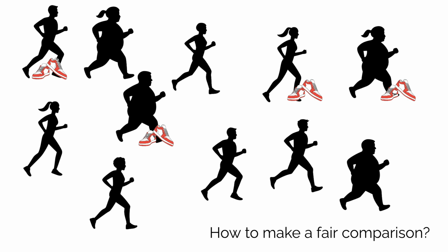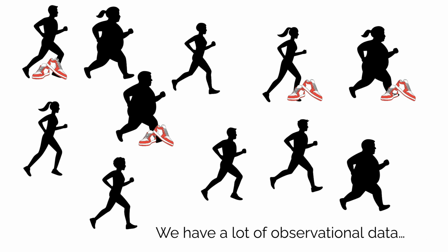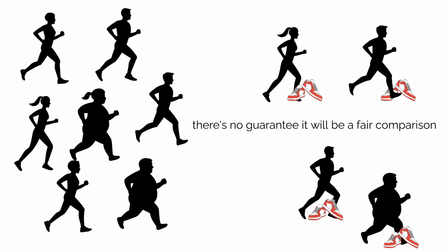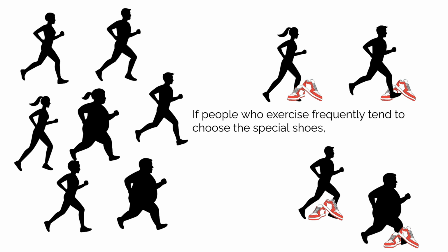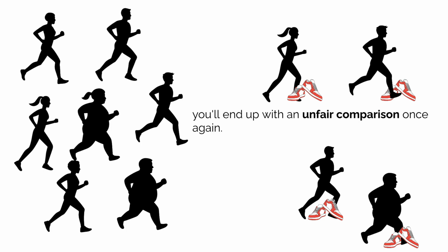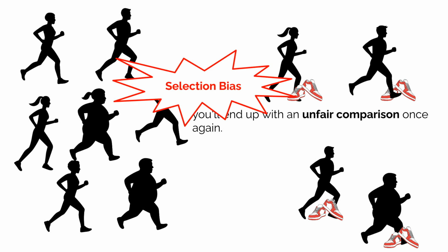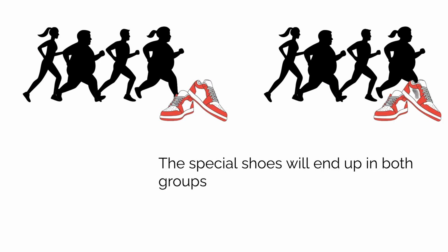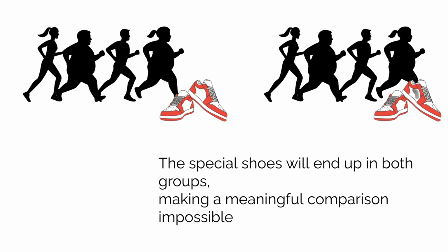So, how to make a fair comparison? Suppose we have a lot of observational data. If you simply divide this data into a casual shoe group and a special shoe group, there's no guarantee it will be a fair comparison. If people who exercise frequently tend to choose the special shoes, you'll end up with an unfair comparison once again. This is selection bias. On the other hand, if you do random sampling, the special shoes will end up in both groups, making the comparison meaningless.